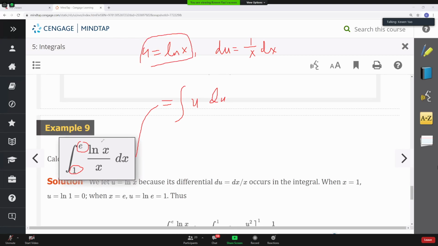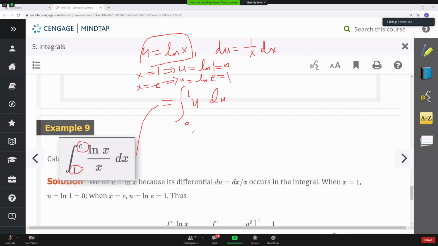Now don't forget to change the lower limit and upper limit by using this connection. What's the new lower limit? x equal to 1, so u equal to ln 1, which is 0. So the new lower limit is 0. Now what's the new upper limit? The upper limit is e, so x equal to e, and the corresponding value for u is ln e, which is 1. Everybody knows that. So the new upper limit is 1, not e anymore, because we have changed it for u.